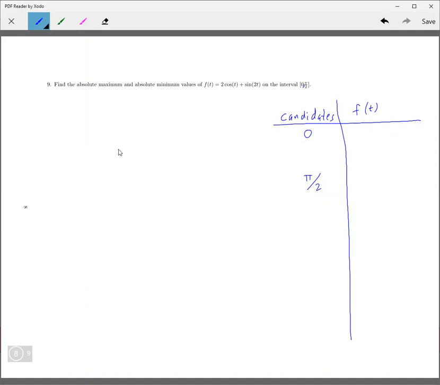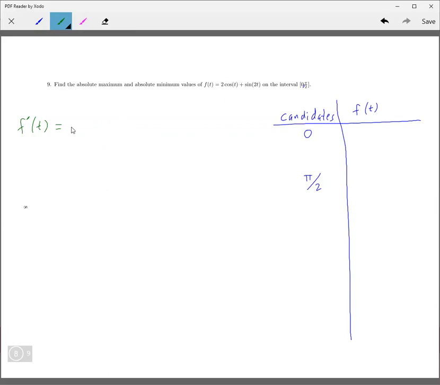Now let's see if we can find any other critical numbers that are inside the interval from 0 to pi over 2. So this is a trigonometric function. So the derivative, well, it's just cosines and sines, right? So the derivative is going to exist everywhere. So there's no places where the derivative doesn't exist. There's not going to be any critical numbers coming from that.